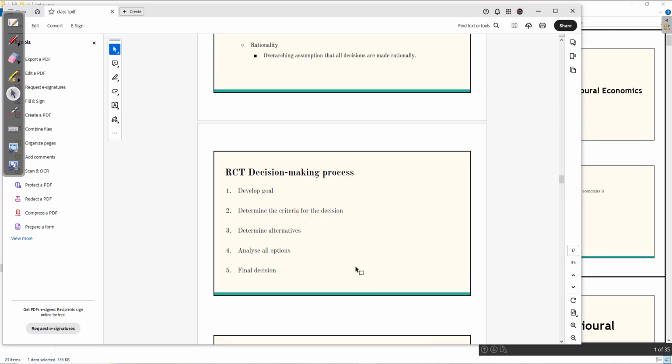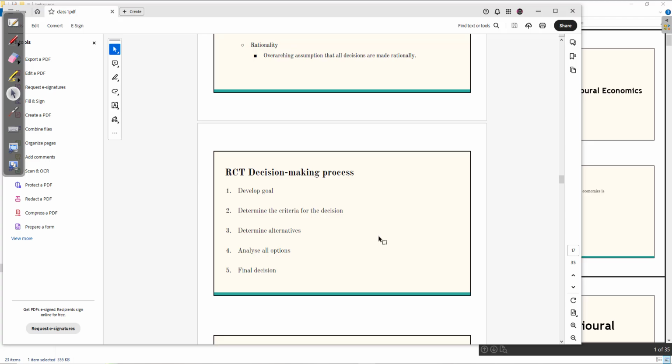decisions, logical decisions. Okay, the decision making process under this theory is, first, goal development, that is, what you want to achieve. Then determining the criteria for the decisions. Okay, whatever decision you take, on what basis, what options you have. Then you determine the alternatives. If not this, then what. Then analyze all the options that you have and make the final decision.